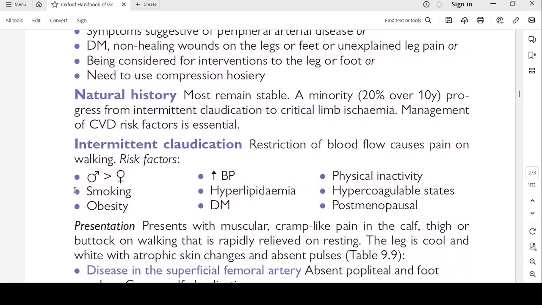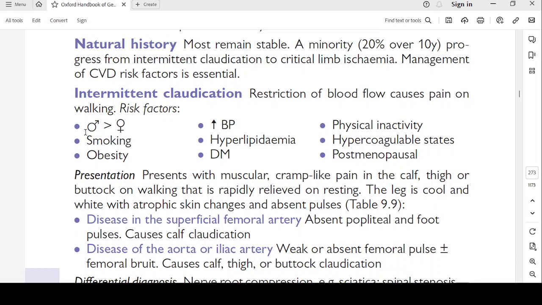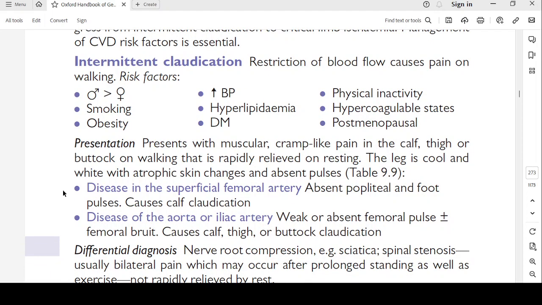Intermittent claudication: restriction of blood flow causes pain on walking. Risk factors are males more than females, smoking, obesity, high BP, hyperlipidemia, diabetes, physical inactivity, hypercoagulable states, and postmenopausal women. Presentation: muscular cramp-like pain in the calf, thigh, or buttock on walking that is rapidly relieved on resting.